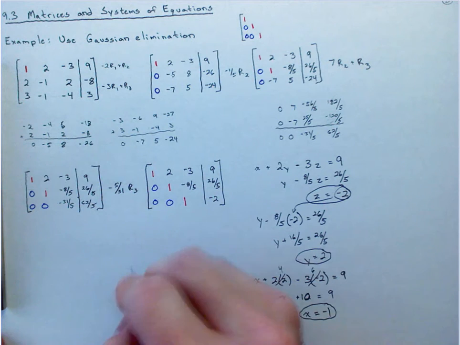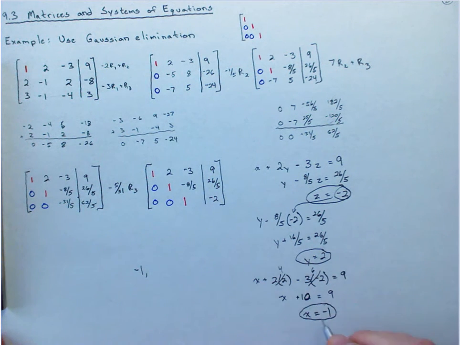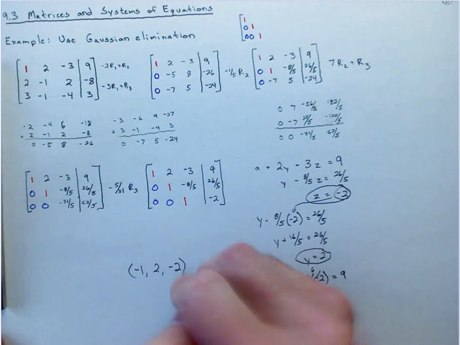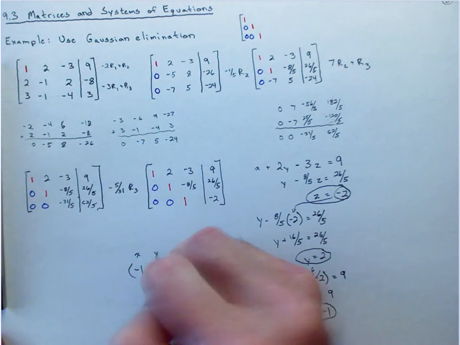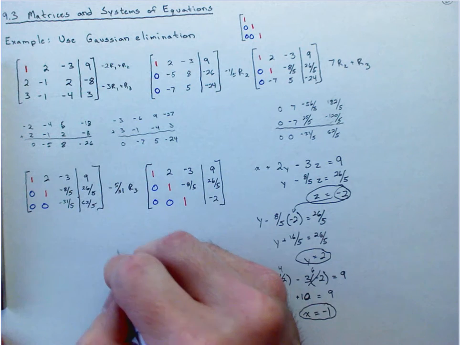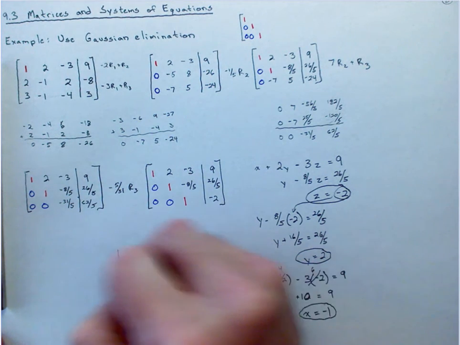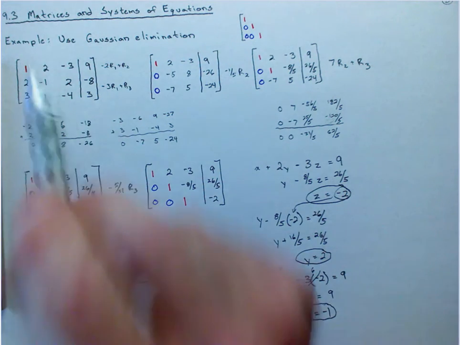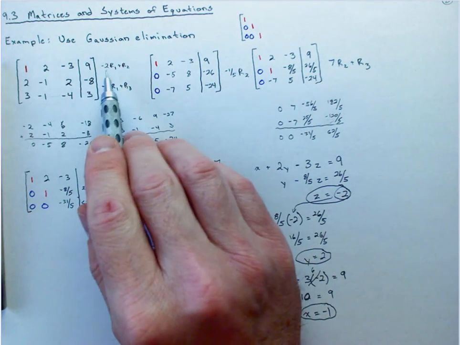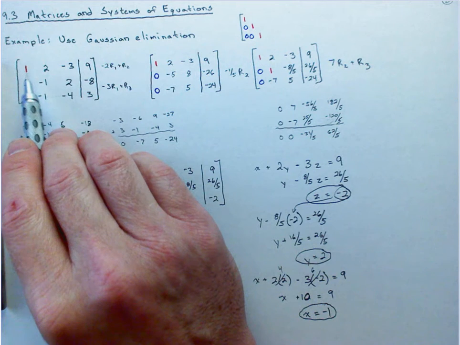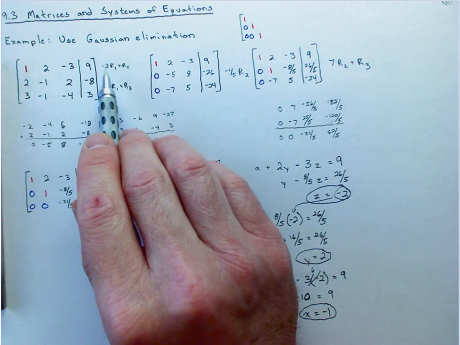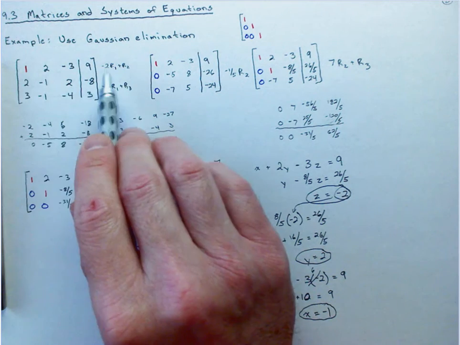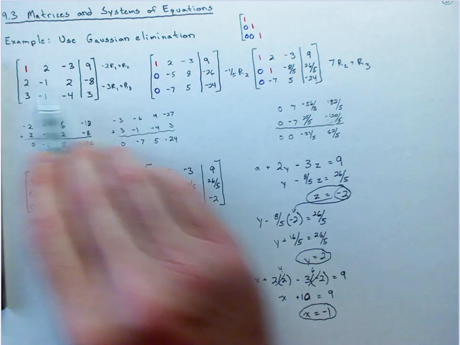I need to write out my solution. Negative 1, 2, negative 2. This is my x, this is my y, this is z. Again, with this, I want to point out that this is the part that gets people hung up: I am not changing row 1. I'm using row 1 to help change row 2.